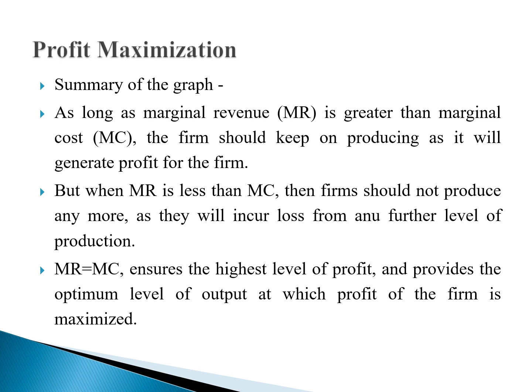If we summarize this graph, as long as marginal revenue is greater than marginal cost, the firm should keep on producing, as it will generate profit for the firm. But when MR is less than MC, the firm should not produce anymore, as they will incur a loss from any further level of production. And finally, MR equal to MC ensures the highest level of profit and provides the optimum level of output at which profit of the firm is maximized.